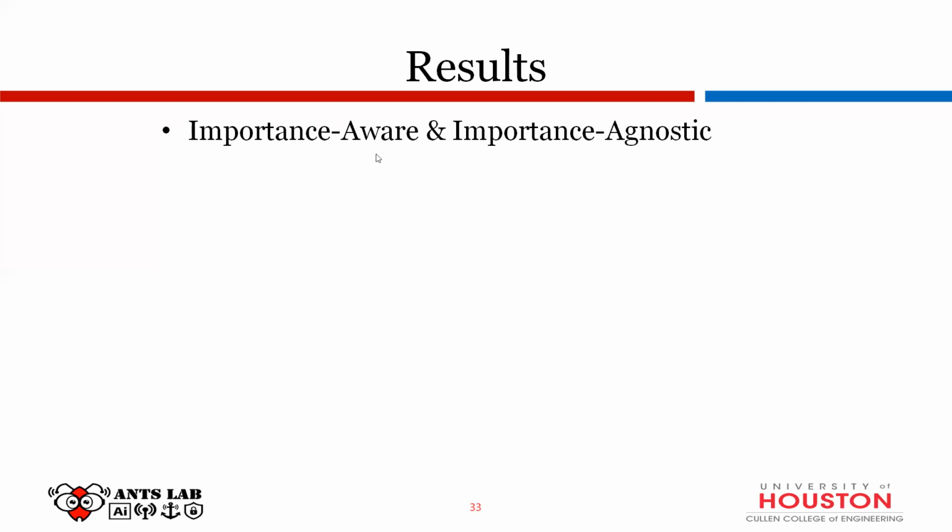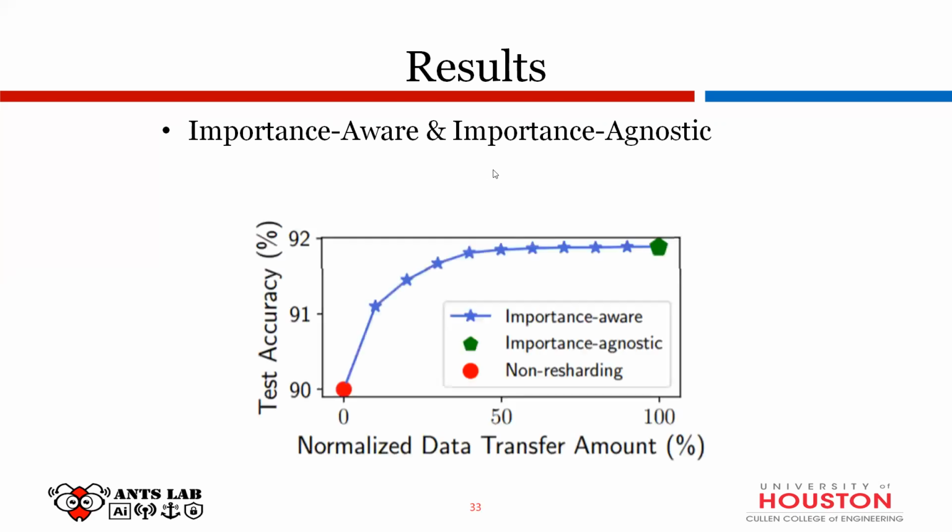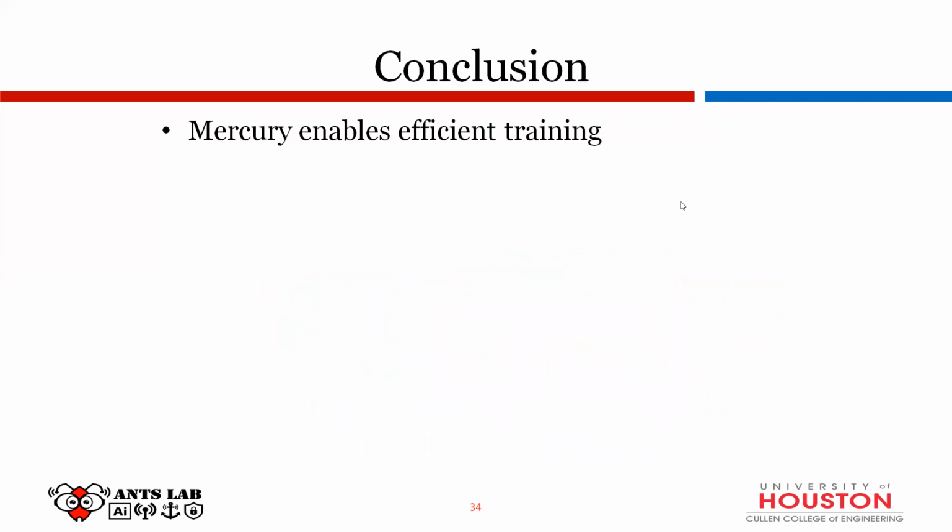Well, in group-wise, you only need to update one at a time. And for the importance-aware and importance-agnostic comparison, here's a graph showing that. This is the importance-aware resharding, and the red one is non-resharding. Here is the importance-agnostic. So these are two extreme cases, and importance-aware resharding is the middle point. So you can determine how much data you want to transfer.